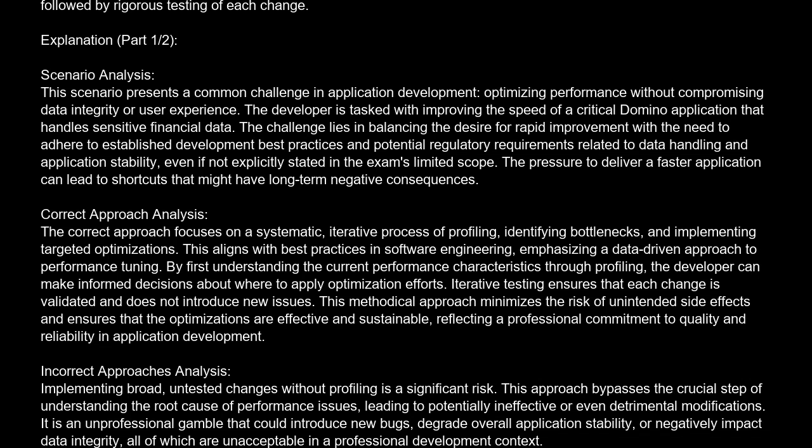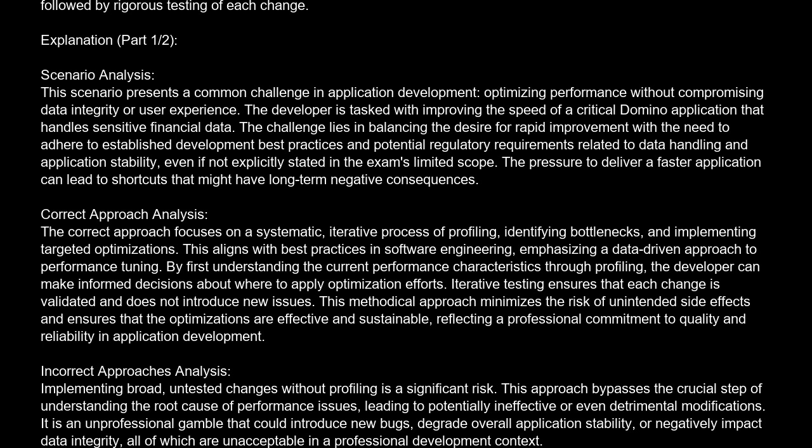The correct answer is A. Conduct thorough profiling to identify specific performance bottlenecks, then implement targeted iterative optimizations, followed by rigorous testing of each change. Explanation. Scenario analysis. This scenario presents a common challenge in application development: optimizing performance without compromising data integrity or user experience. The developer is tasked with improving the speed of a critical Domino application that handles sensitive financial data.